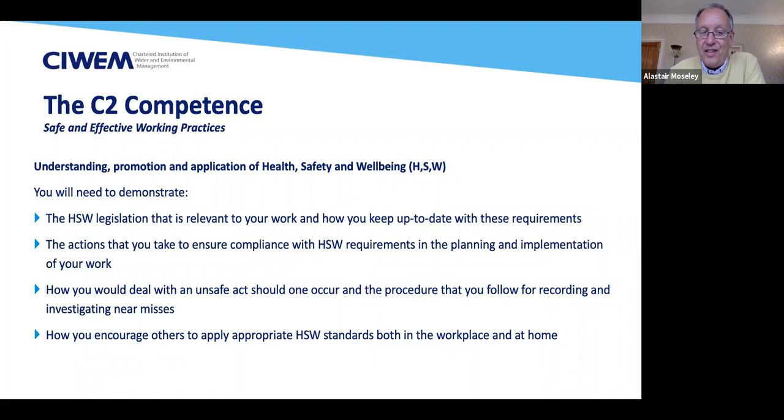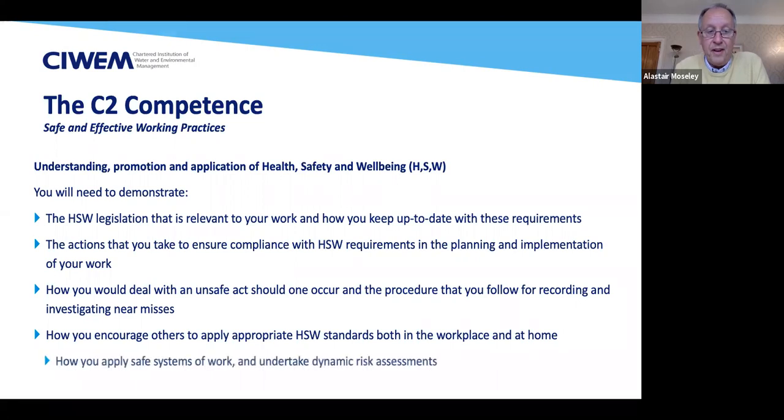and how you encourage others to apply appropriate health and safety and well-being standards both in the workplace and at home. So there's a lot of work going on in many companies now, recognising that health and safety at home is equally important, because they obviously want their staff to keep safe and well. And finally, how you apply safe systems of work and undertake dynamic risk assessments.